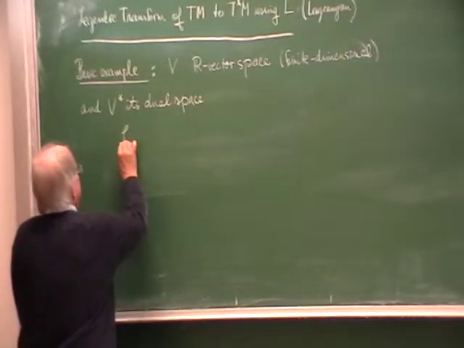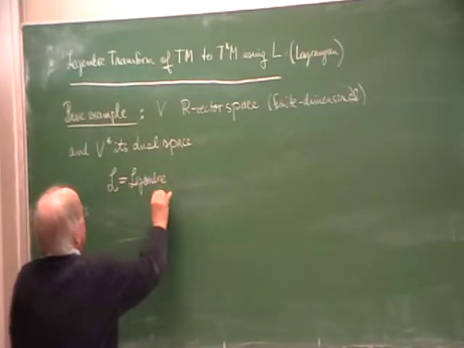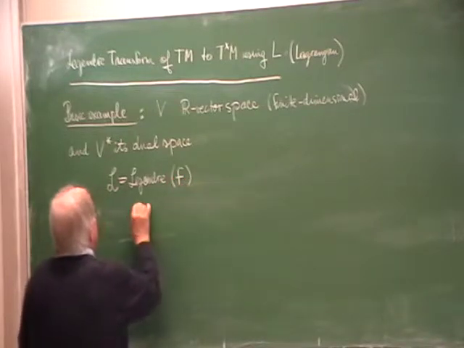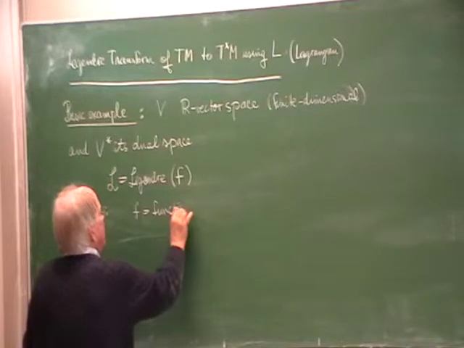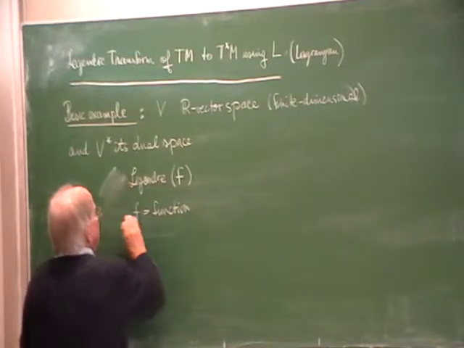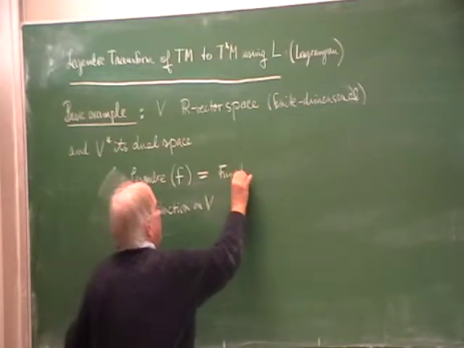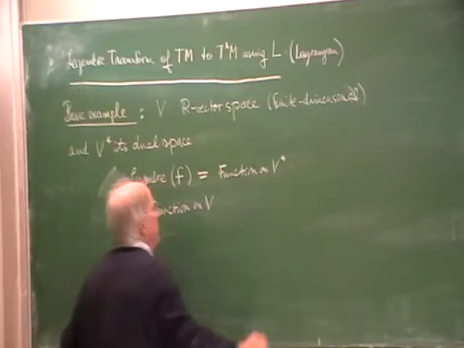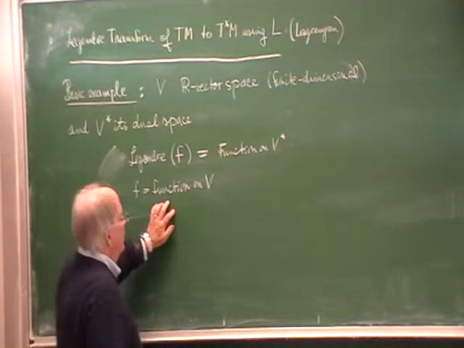What we want to have is a Legendre transform of a function on V, which is a function on V star. So from the motivation of the last lecture, you want to have some way of mapping velocity to momentum. That's physical language that is going on here. The Legendre of some function on V is a function on V star. Okay.